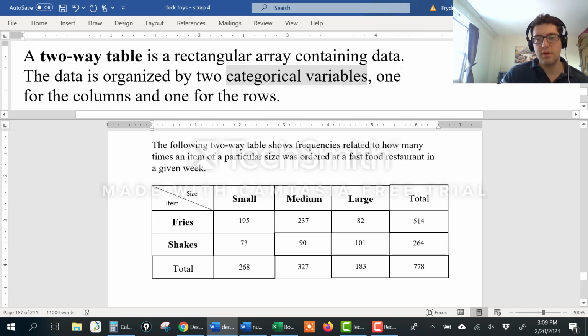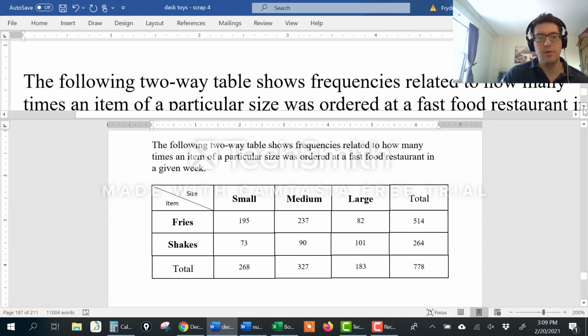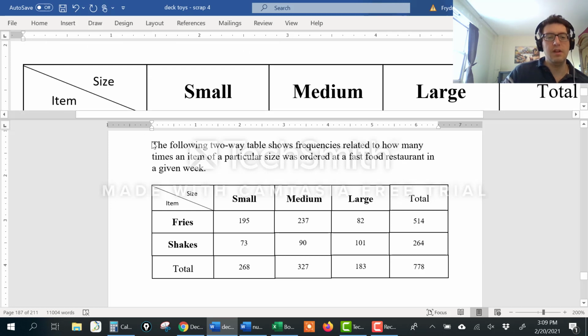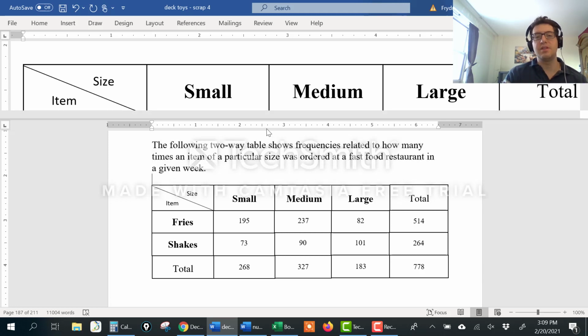Now, let's go ahead and use this two-way table to answer some problems. Let me read this first of all. The following two-way table shows frequencies related to how many times an item of a particular size was ordered at a fast food restaurant in a given week. So frequency just means how many times something happened, okay?